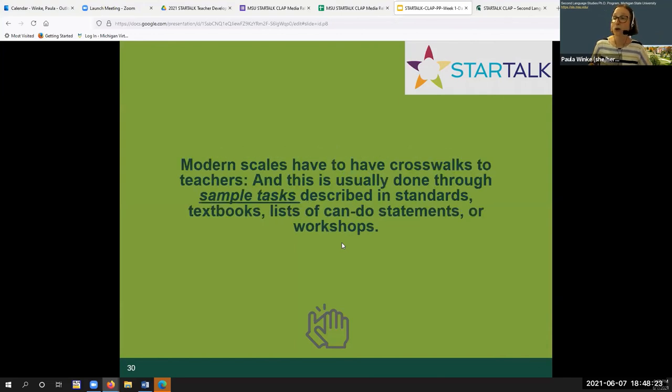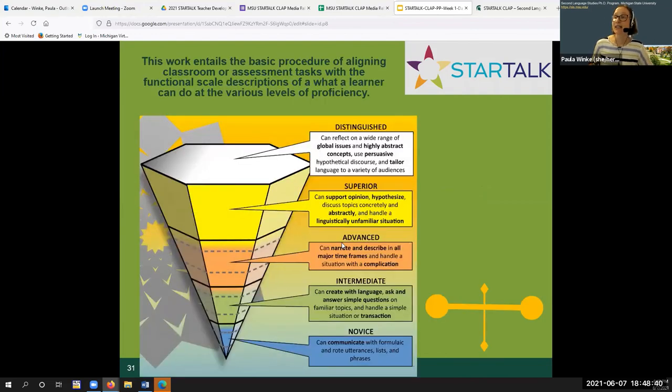And also modern scales have to have crosswalks to teachers. And this is usually done through sample tasks described in the standards, textbooks, or lists of can-do statements or workshops, right? So this work entails the basic procedure of aligning classroom or assessment tasks with the functional scale descriptions of what a learner can do at the various levels of proficiency. So we have the general area of novice, our students who can communicate with formulaic and rote utterances, lists, and phrases. And then we can break these down into more concrete can-do lists, like my students can list all of the people in their family, and my students can talk about their normal day, right?